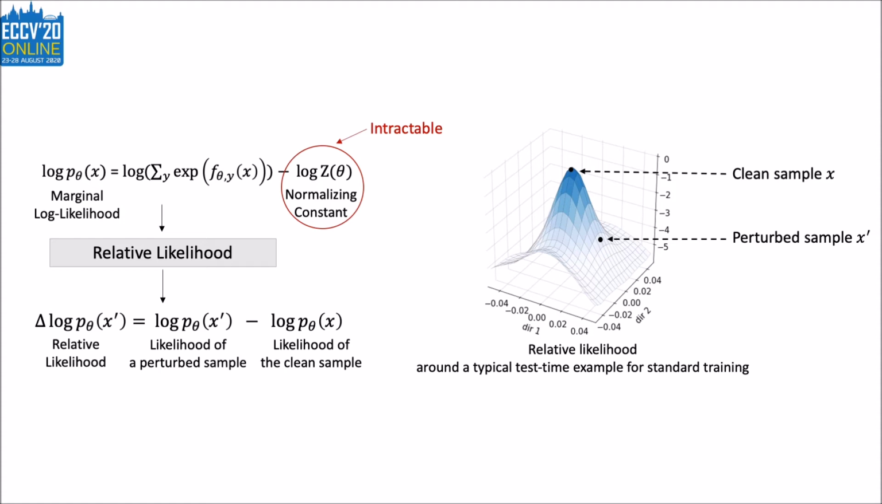We visualize the relative likelihood values in the surrounding neighborhood of clean samples, and we coin the visualization as the relative likelihood landscape. The figure below shows the relative likelihood landscape for a test sample under standard training. The center point shows the likelihood for the clean sample, while neighboring points show the values for perturbed samples. We see that with slight deviations, perturbed samples exist out of the high likelihood region.